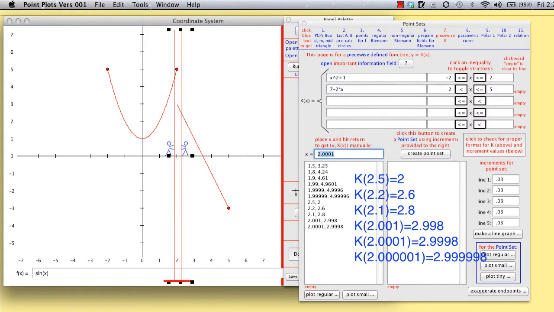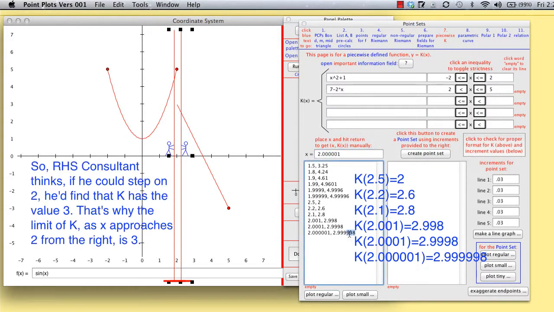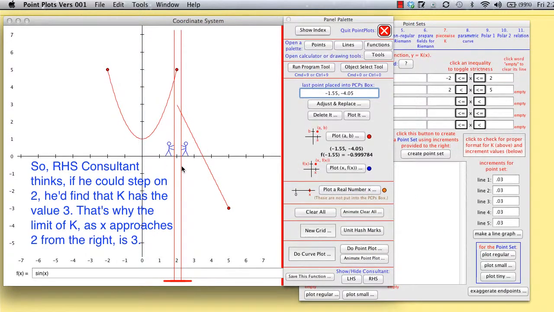Finally, he tries 2.000001. And he is convinced that if he could step on 2 itself, he would be given the value 3. And that is why we say the limit of k as x approaches 2 from the right is 3.